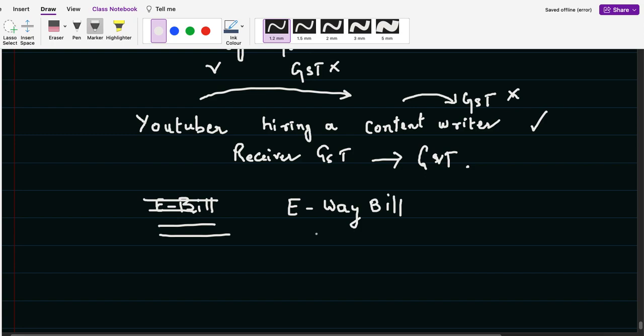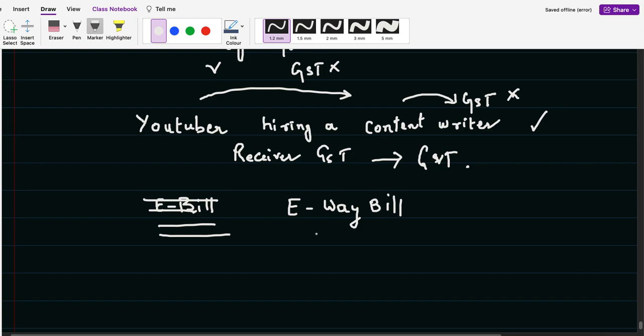A unique EBN, e-way bill number, is generated whenever we apply on the portal, and it is available to the supplier, transporter, and recipient. If you order something like an AC or a phone costing more than 50,000 online, there will be an e-way bill attached to the receipt. You can check that.